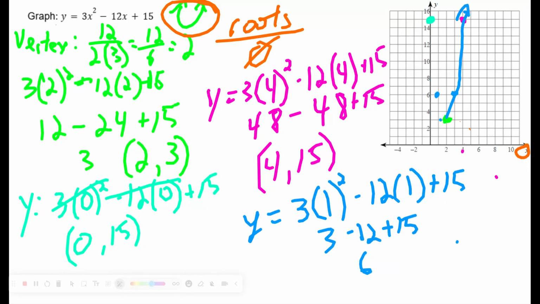Woo! Do our best on the graph. We always try to make it pretty around here. Yeah, so that's how you graph a parabola. It takes a little bit of work, but it's all the skills that you know how to do so far in the year.